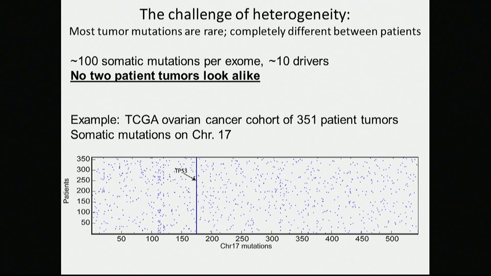Let's now switch cohorts and look at the Cancer Genome Atlas ovarian cancer. And now we're going to zoom in on just one chromosome, at gene by gene resolution, not mutation by mutation resolution. There are about 550 genes encoded on chromosome 17, and a dot indicates that that gene was mutated in that patient.